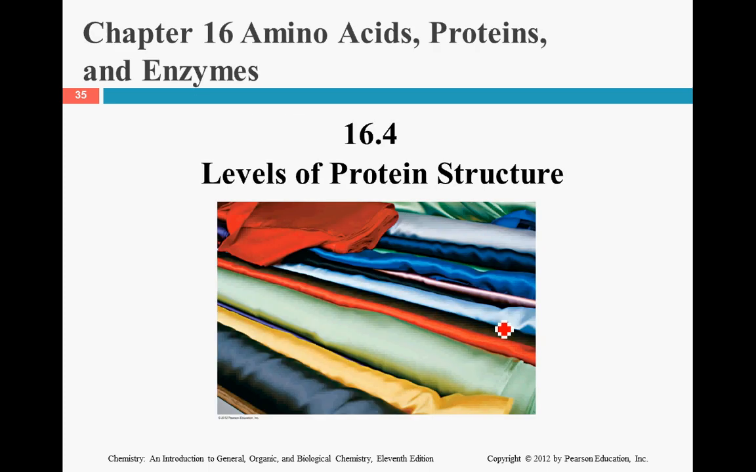Now we're going to discuss the first 2 levels of the protein structure. The 3rd and 4th level will be discussed in the next section.